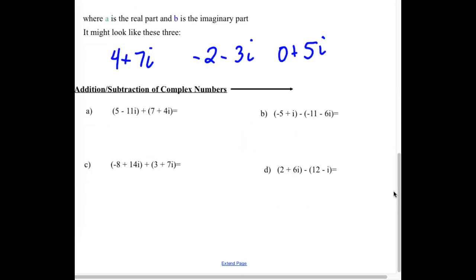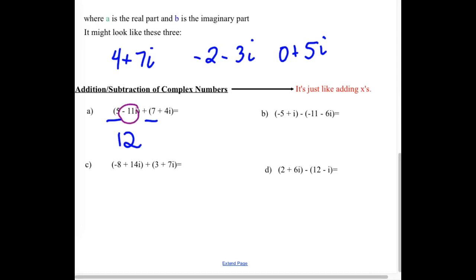All right, so our first operation is the whole adding, subtracting part. You're going to treat this just like you would adding and subtracting like terms. All right, so just like when our i's were x's. We could combine things that both had an x. We could combine things that were both just constants. So our first example, looking at the real parts, we're adding a 5 and a 7. We can put those together. The real part would be 12. And then we are going to add the imaginary pieces. We have a negative 11i plus 4i would be negative 7i. And again, standard form has real part first, imaginary second.